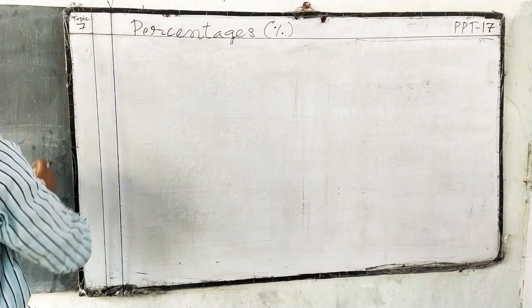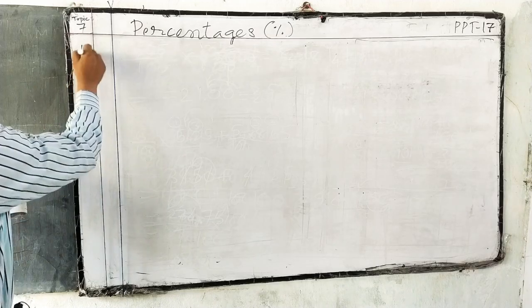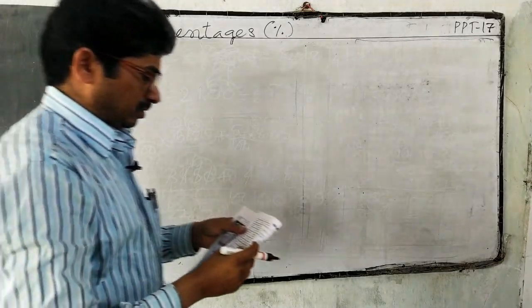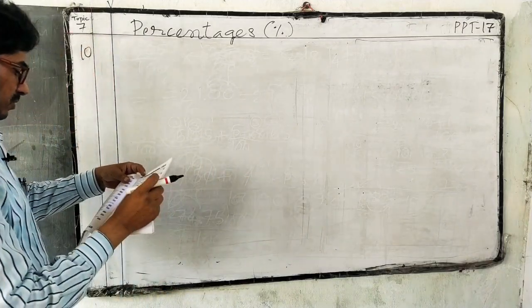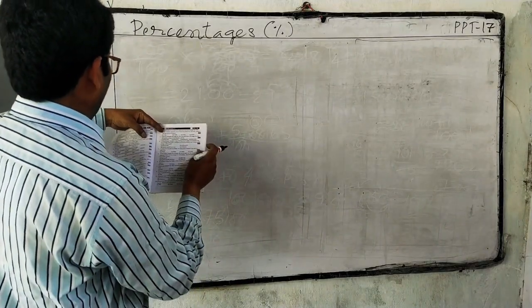Tenth one, write the ascending order of the following numbers: 3 by 8, 38%, 0.0038.